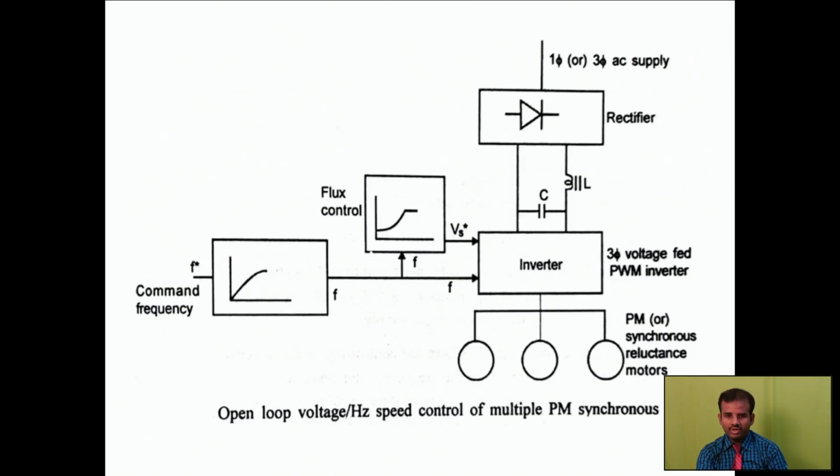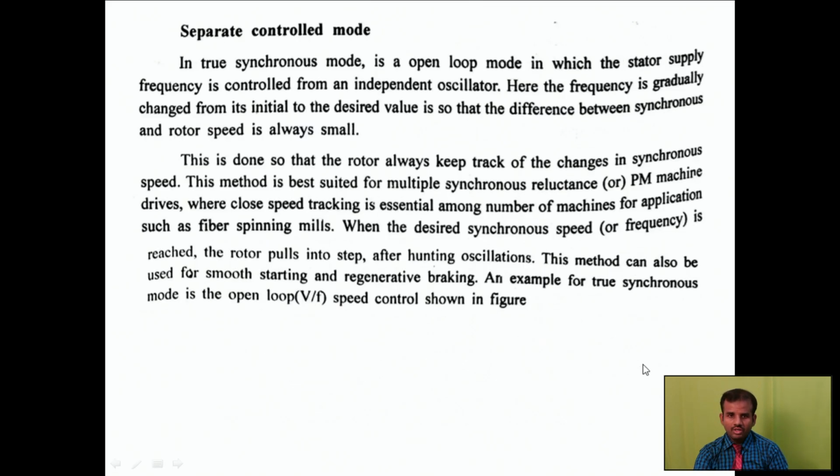This is the circuit diagram for open loop voltage by frequency speed control of multiple permanent magnet synchronous motors. Here we use a command block and a flux control block. We use a rectifier, to which we give the external AC supply, single phase or three phase. Between the rectifier and inverter we use a link, that is L and C. The output of the inverter is fed into the permanent magnet synchronous reluctance motor.